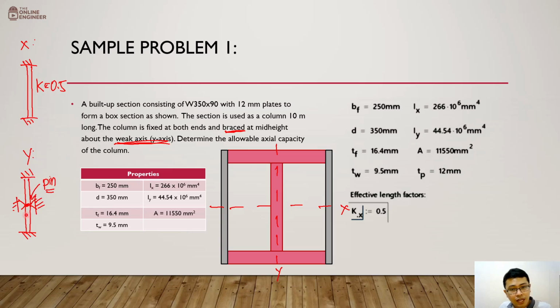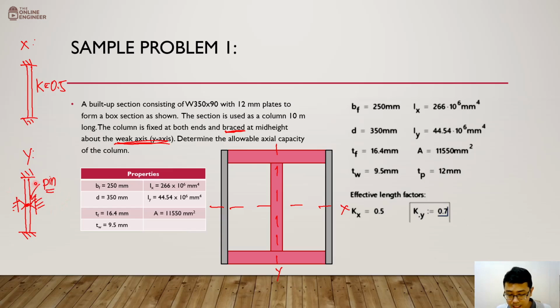How do we know that it's 1/2? Well, it says here that there is bracing at the mid-height. And once again, the bracing is a pin connection. If it's not mentioned, then you can safely assume that it's a pin connection. So what do you think is our k value to apply for the y-axis, guys? Well, the k value that we're going to apply here is 0.7.